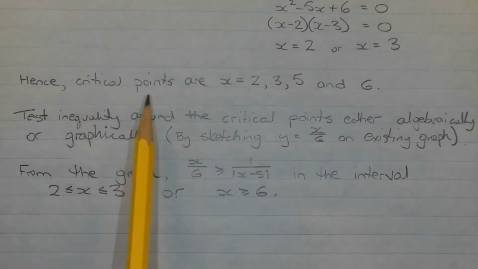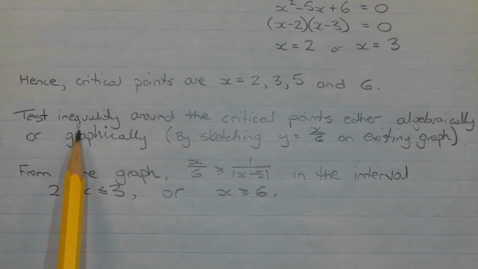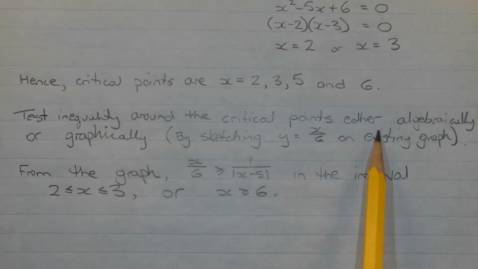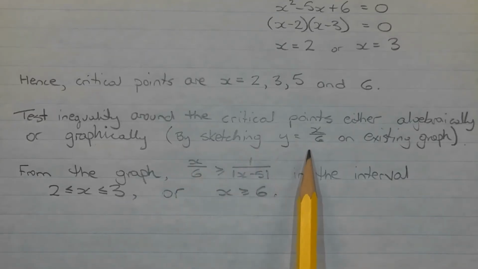Now that we have found the critical points, we need to test the inequality around the critical points either algebraically or graphically. I'm going to test the inequality graphically by sketching the line y equals x over 6 on the existing graph that's given in the question. Let's have a look.